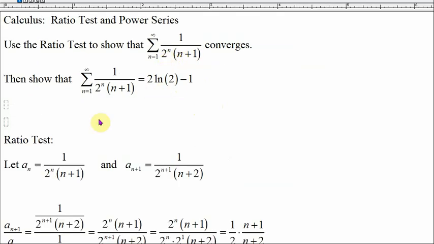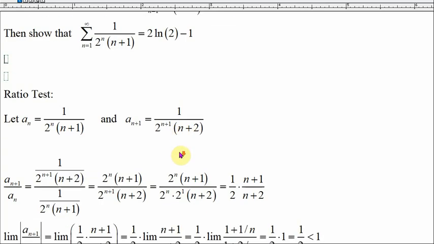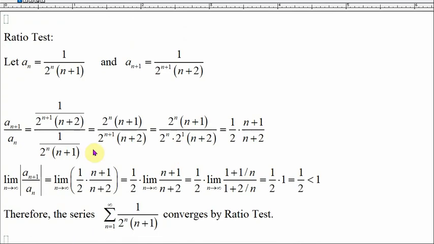So here, let a sub n be the expression 1 over 2 to the n times n plus 1. And then for a sub n plus 1, we replace n with n plus 1. The ratio of a sub n plus 1 and a sub n would be this expression dividing by this expression.